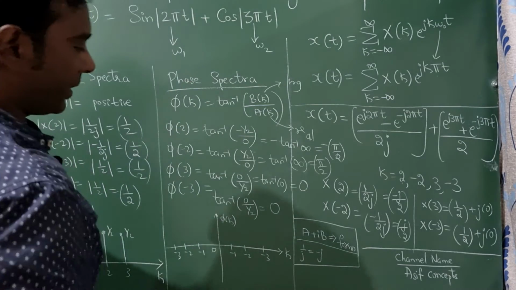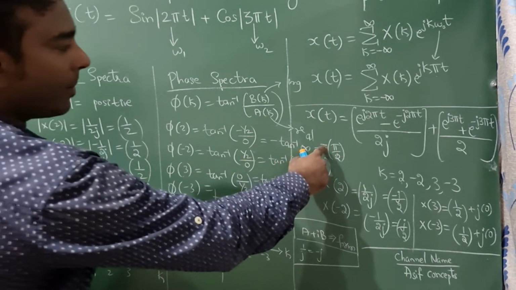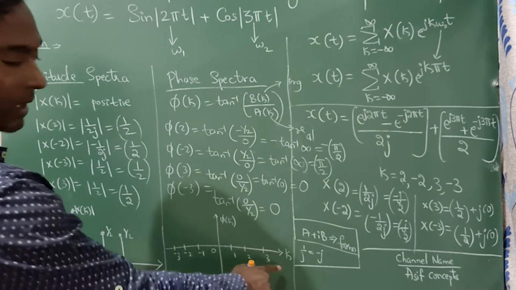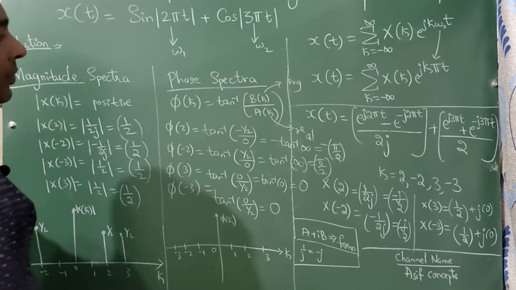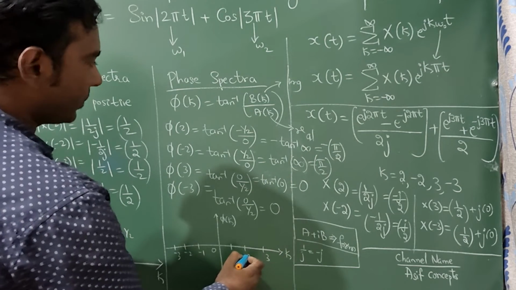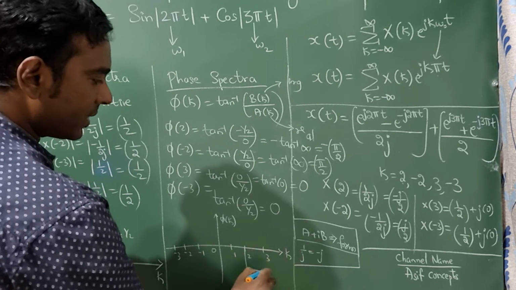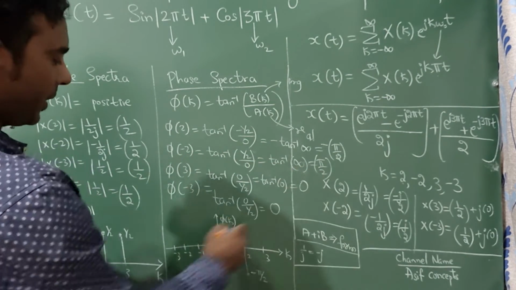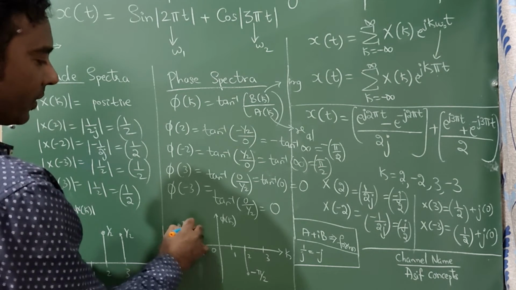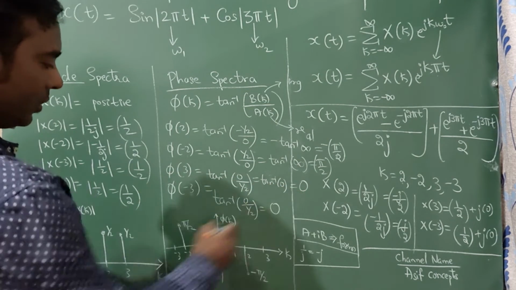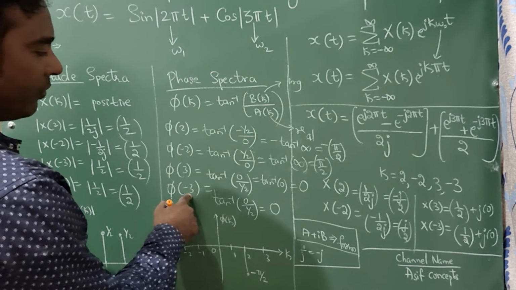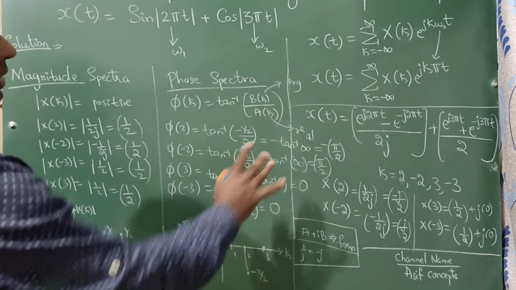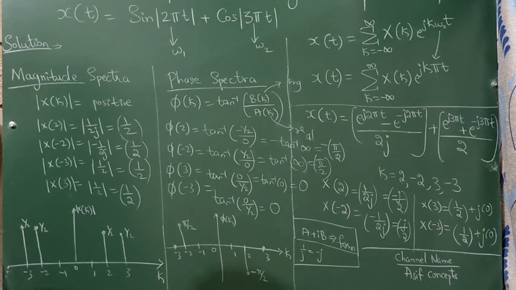Now to draw the phase spectra, phi of 2 is how much? Minus pi by 2. So phi of 2, sorry, this is all positive. Okay. These are positive and these are negative. So this is minus pi by 2. So minus comes in here, and phi of minus 2 is pi by 2. So it will come pi by 2. Phi of 3 is 0. So I'll mark only this much. Phi of minus 3 is 0. So I'll mark 0. Only these two values will come. This completes your answer. I hope you understood very well.